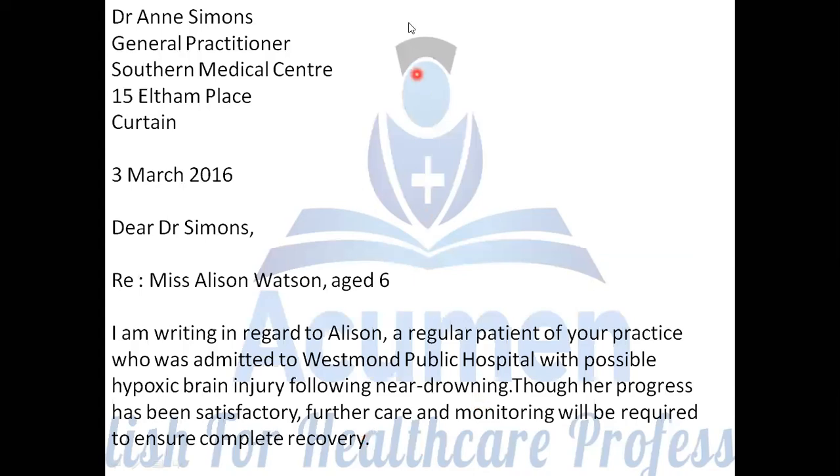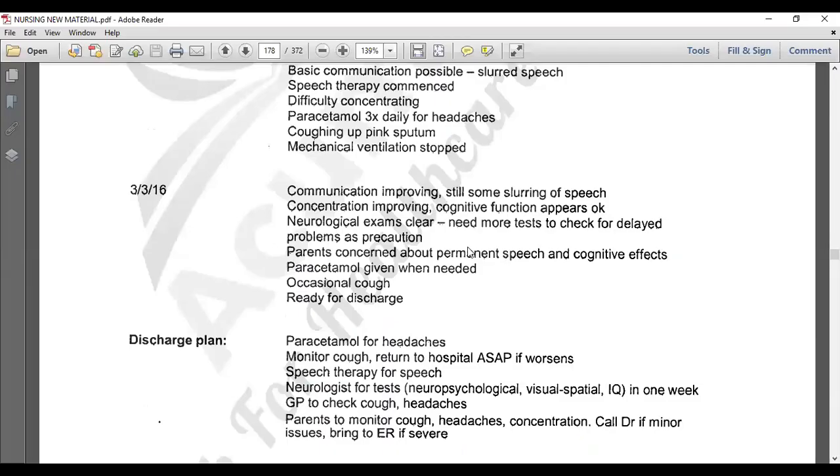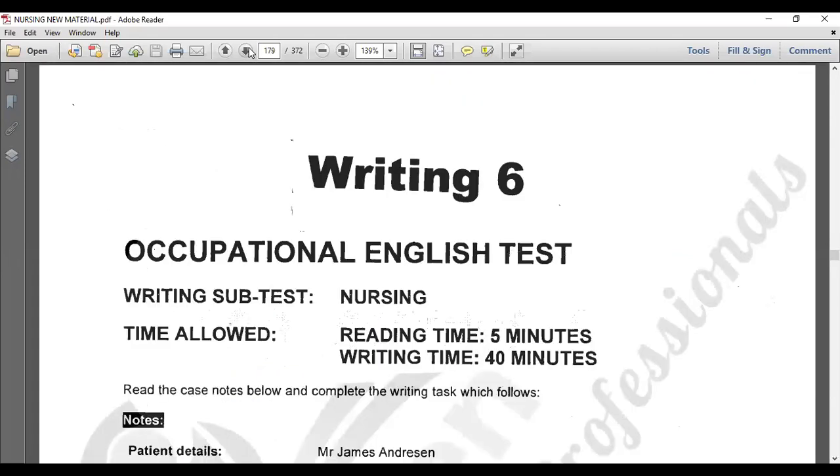So that is how letters to the patient's GP are to be written. Now, the assignment that you are going to do for this particular task is writing number 6 from the PDF. It is again writing to the patient's GP. So now, because you understand the structure, it will become easier for you to address this task.